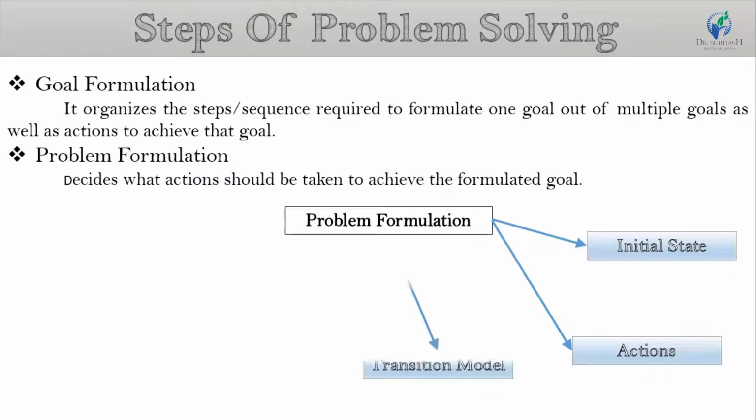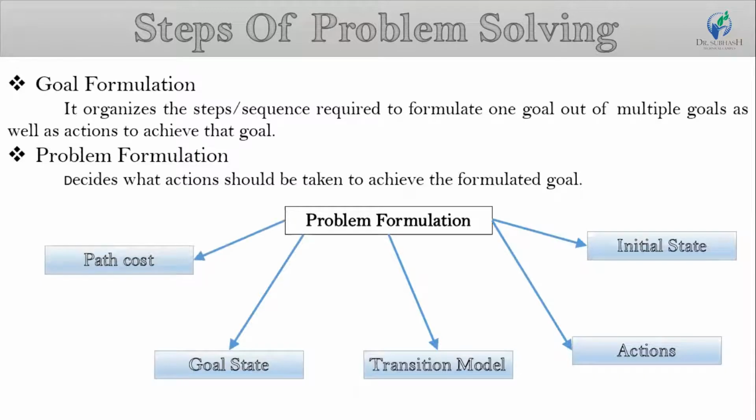Next is transition model. It describes what each action does. Next is goal state. It determines if the given state is a goal state. Next is path cost. It assigns a numeric cost to each path that follows the goal. The problem solving agent selects a cost function which reflects its performance measures. Remember one thing, friends, an optimal solution has the lowest path cost among all the solutions.